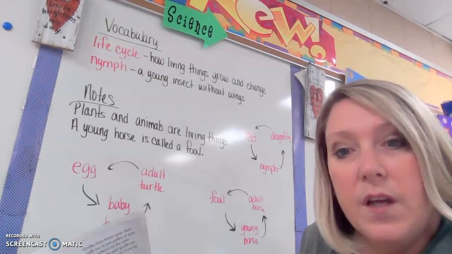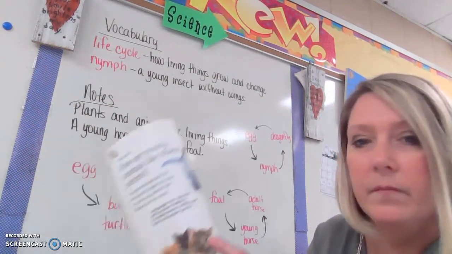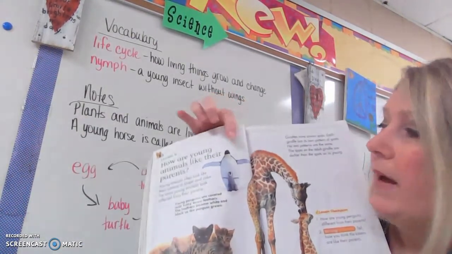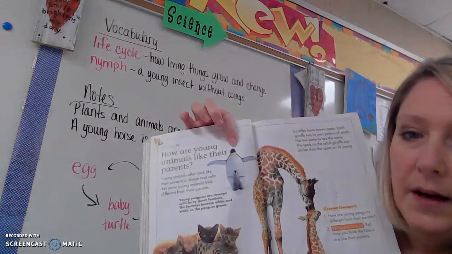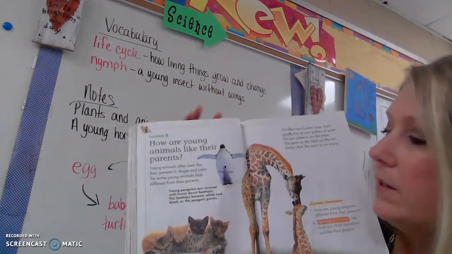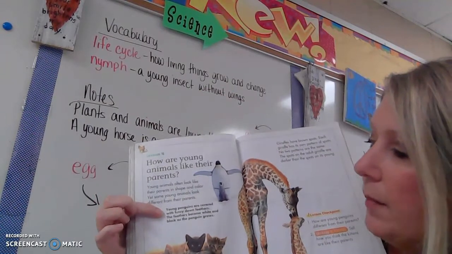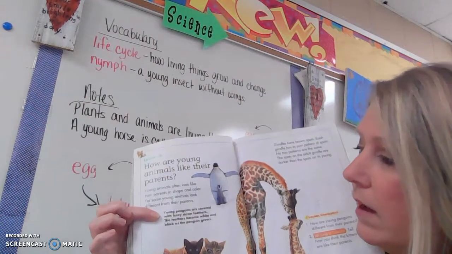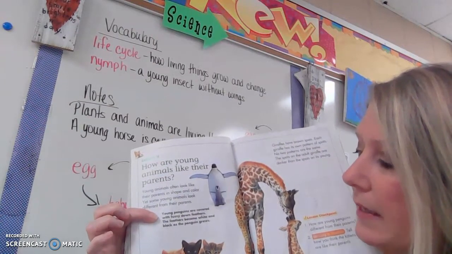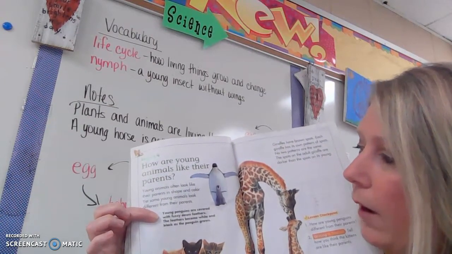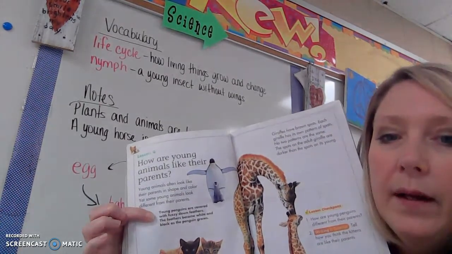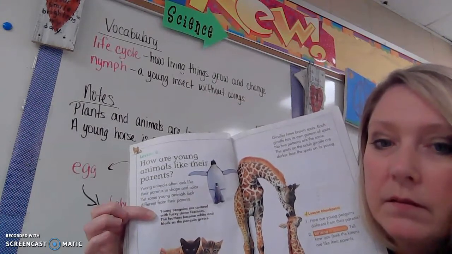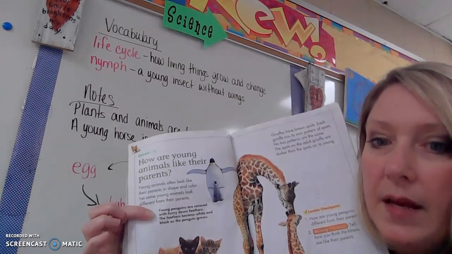So let's talk about our pictures. The first picture we're going to talk about is these penguins right here. It says young penguins are covered with fuzzy down feathers. The feathers become white and black as the penguins grow. So let's look at those penguins. Do they have the same shape? Yes, they're the same shape.